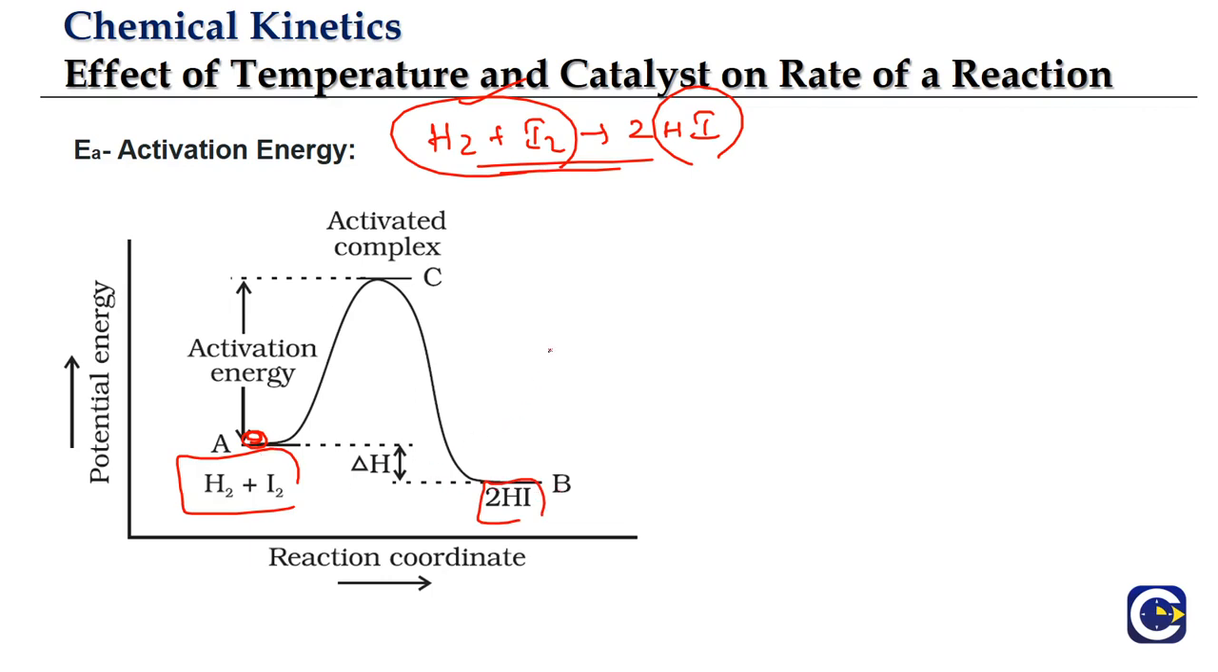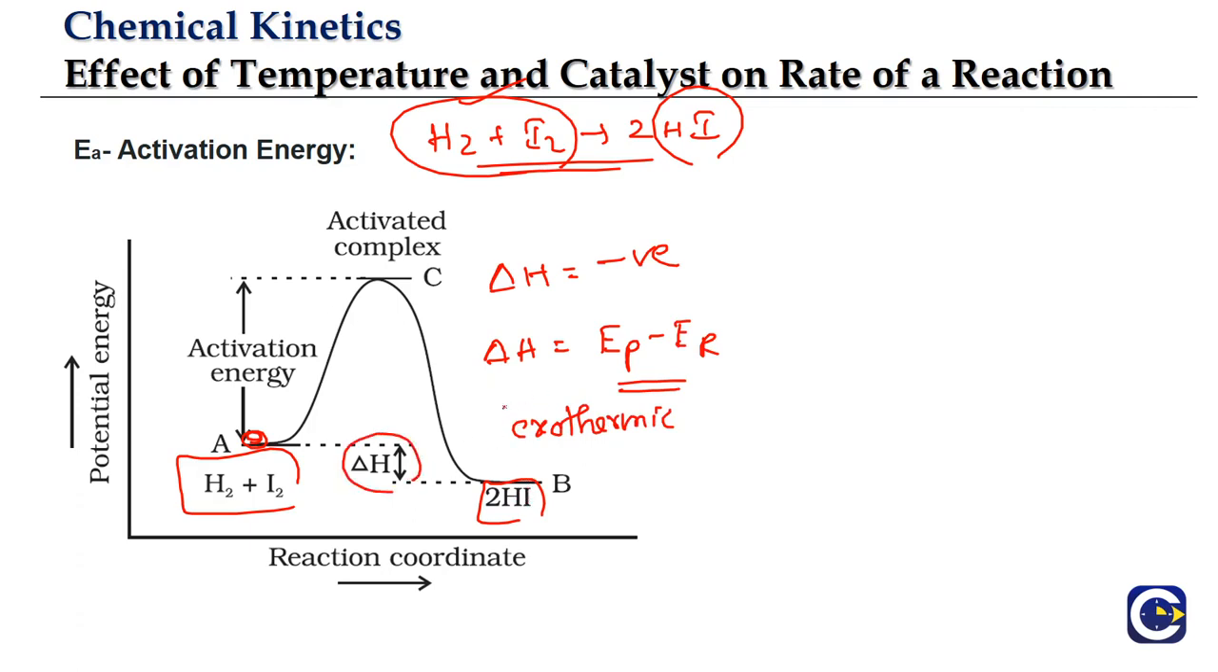This means in this reaction the energy change delta H is going to be negative, because the products have lesser energy than the reactants. Delta H is generally the energy of products minus the energy of the reactants. So this is an exothermic reaction. Endothermic means product energy will be higher. That is why we can see the delta H value over here.